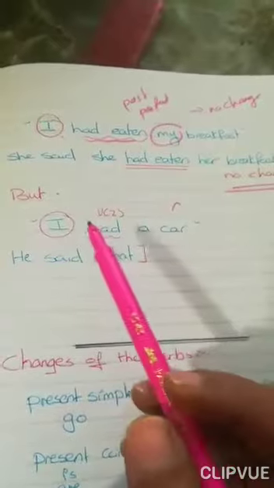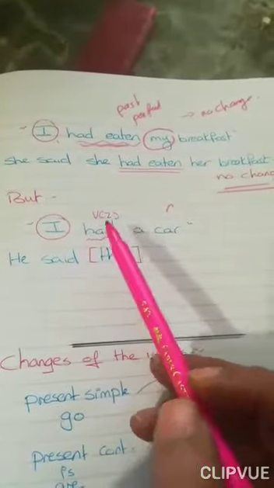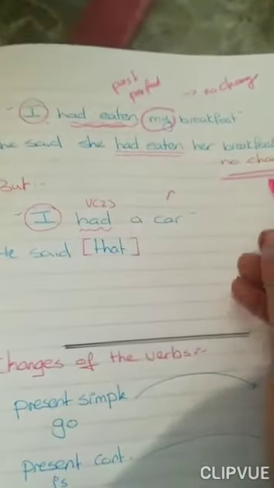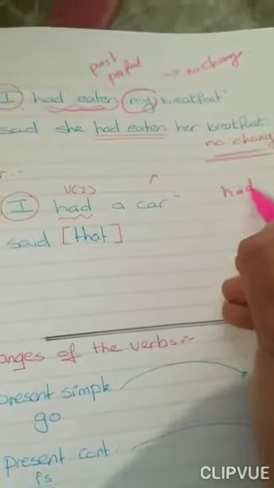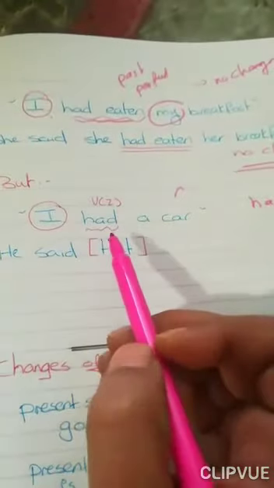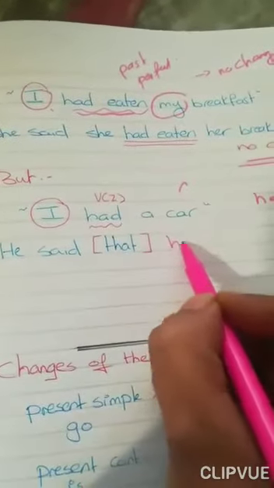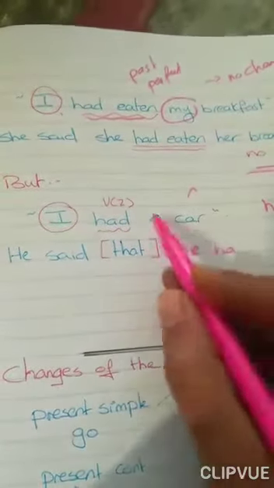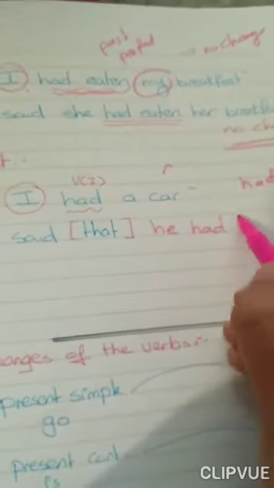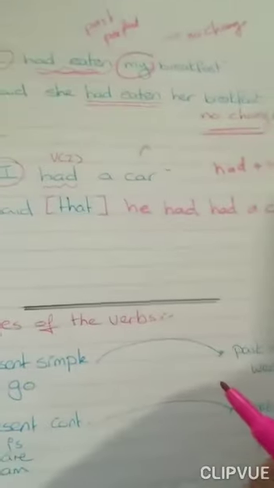Now let's move to this example. And this is actually one of the trick questions. I had a car. You have to pay attention. Had here is verb two. How do I know? If it was past perfect, you must have had plus past participle. Here I have only had. So this is verb two. So it becomes, he said, that is optional, he, we change verb two into past perfect, had had a car. Okay?